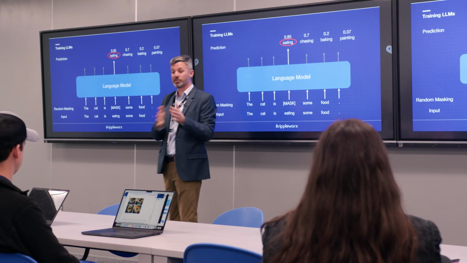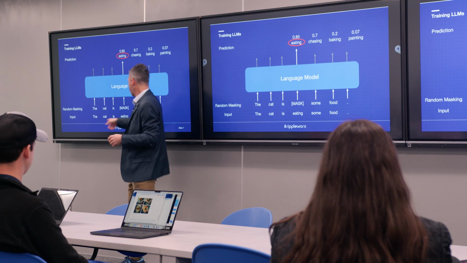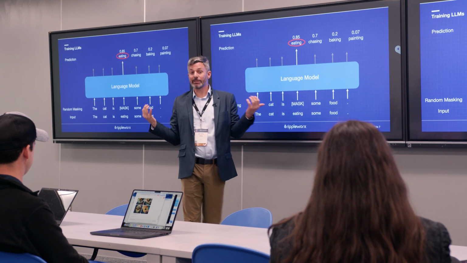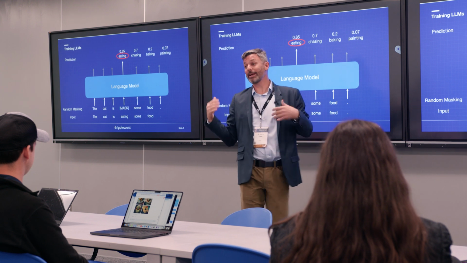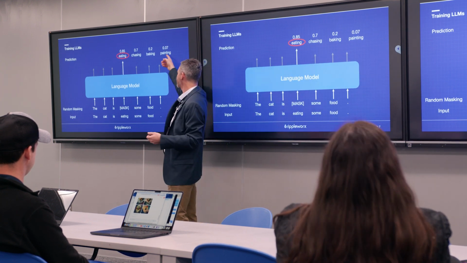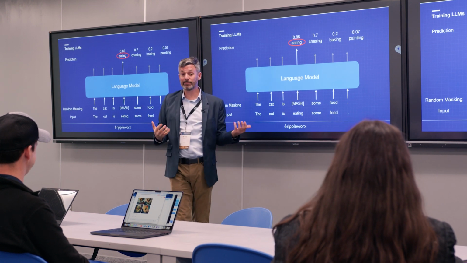And it turns out when they first start, it's awful. It does words like painting. It says, the cat is painting some food. Painting some food actually makes sense, but I wouldn't say a cat's doing it, so it wouldn't be a highly probable word, right? So it would get a probability attached to it, 0.07. The cat is baking some food.